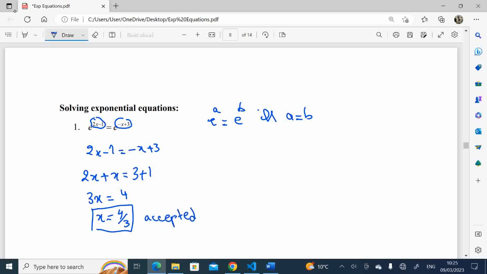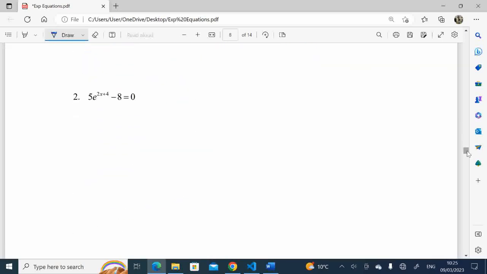Now, the second equation. In the second equation we have 5e to the 2x plus 4 minus 8 equal to 0. So in order to solve this equation, first I need to leave the exponential function alone on the left side and take all other terms to the right side. So as a first step, we should take the 8 to the right, so we get 5e to the 2x plus 4 is equal to 8.